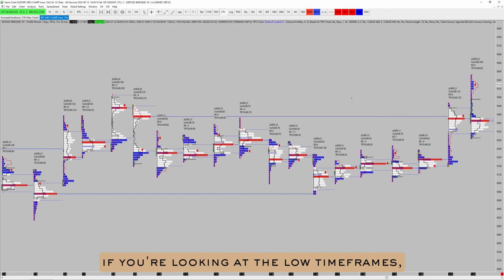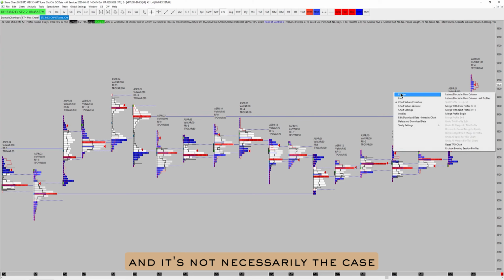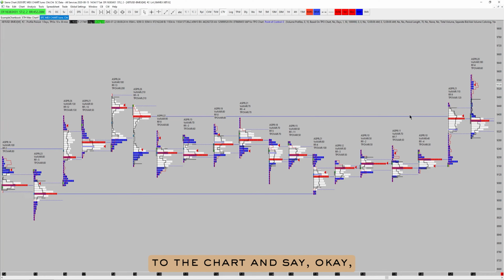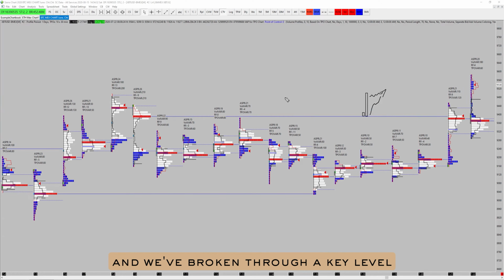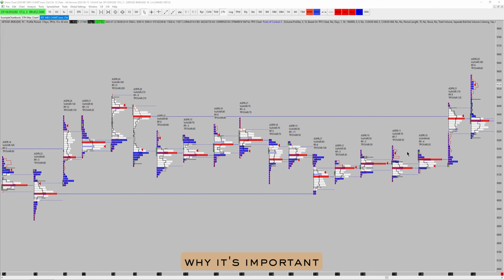But again, if you're looking at the low time frames, this is something you're going to be watching happen in real time, and it's not necessarily the case that you're going to need to come back to the chart and say, okay, we've had an initial balance with the open at the low, and it's been one time framed up through that initial balance. You're arriving to the chart right now, price is maybe up here. This is clearly a buy, because this is one-sided from the beginning, and we've broken through a key level. So you're going to be observing that on the low time frame price action likely anyway if you're trading using order flow. But again, just to cover where this is important and why it's important.